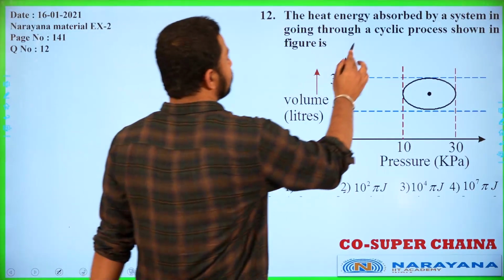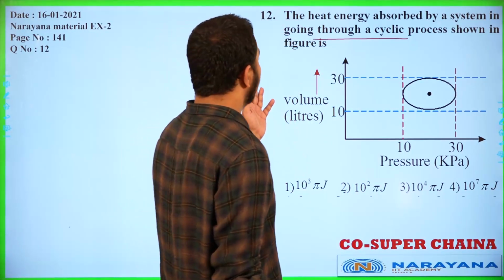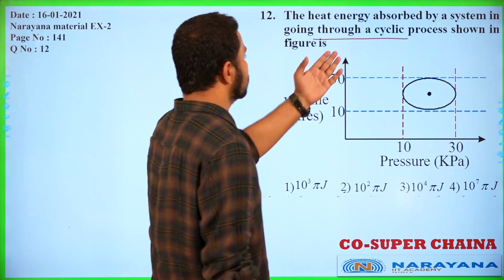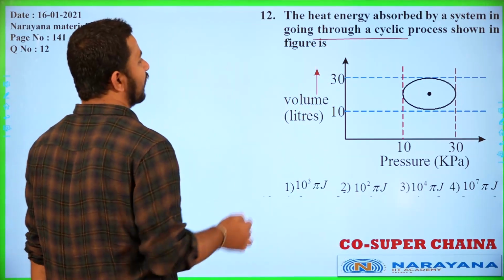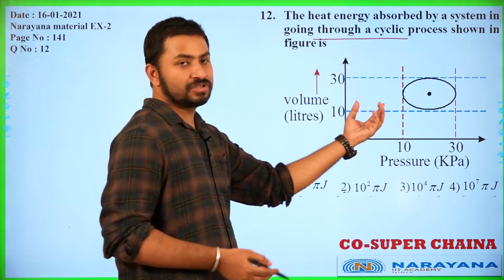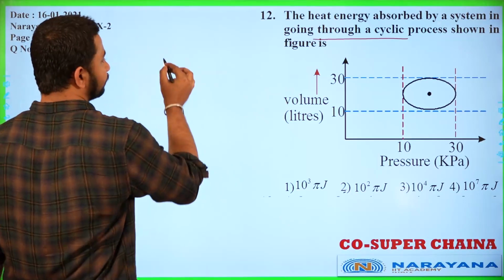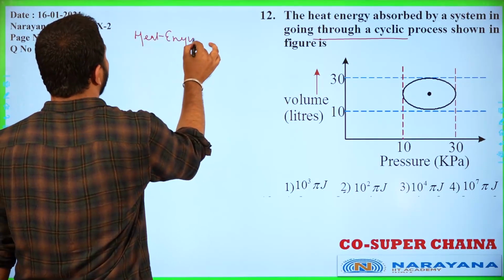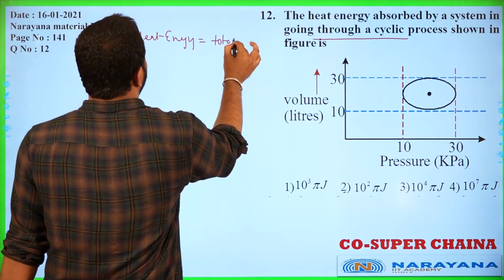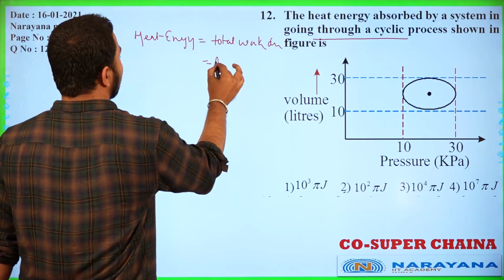The heat energy absorbed by the system through the cycle shown in the figure is given as. So you have to calculate in a cyclic process. We know whatever heat energy we are supplying will be used as total work done. So heat energy supplied will be given as total work done, and total work done we can calculate by using the area under this curve.